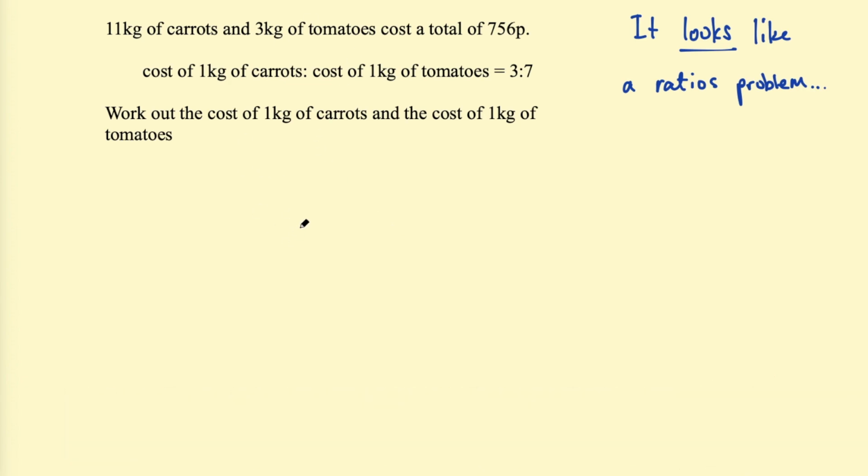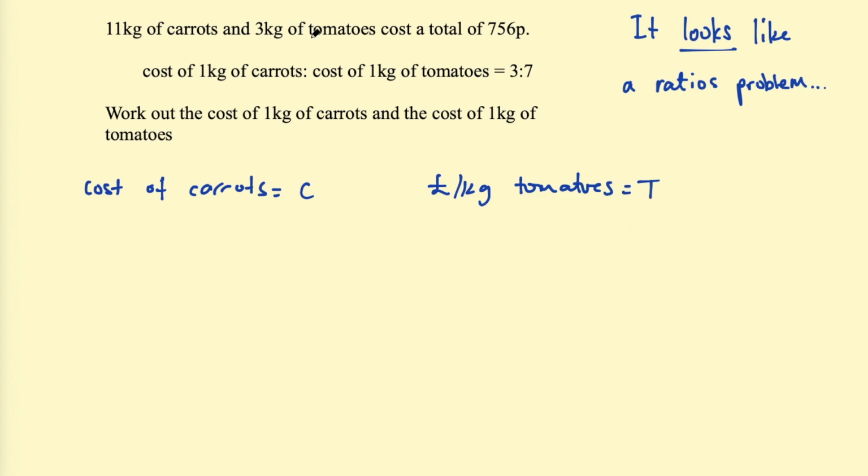So the strategy I'm going to use here is simultaneous equations. We have two statements here that we can create equations out of and then solve for these unknowns. The unknowns I'm looking for are the cost per kilogram of carrots, which I'm going to call C, and the cost per kilogram of tomatoes, which I'm going to call T.